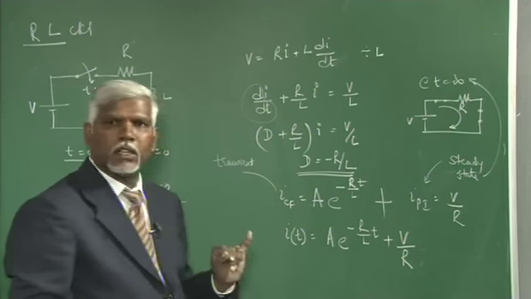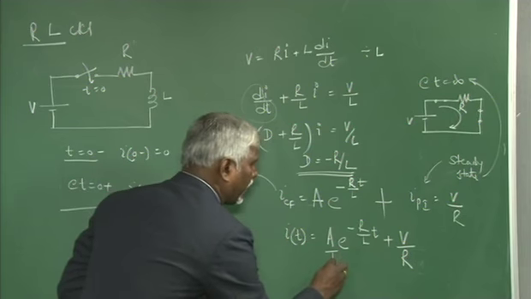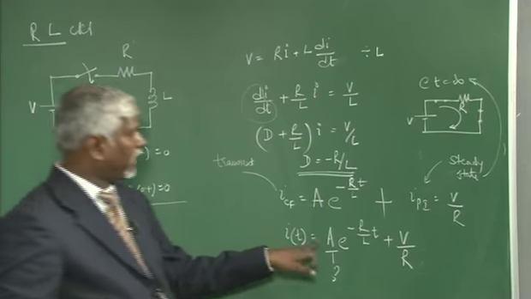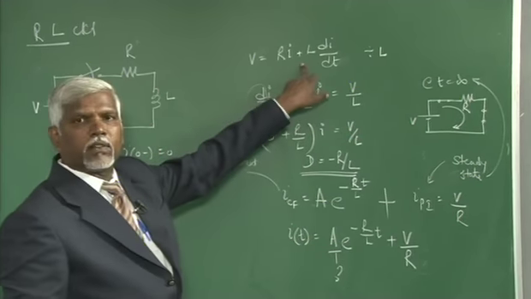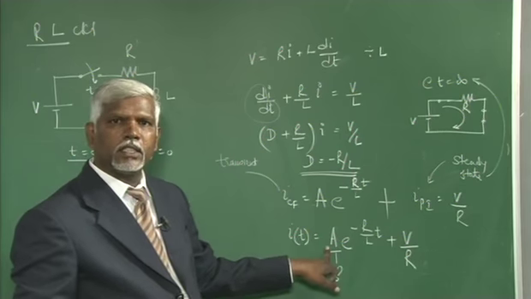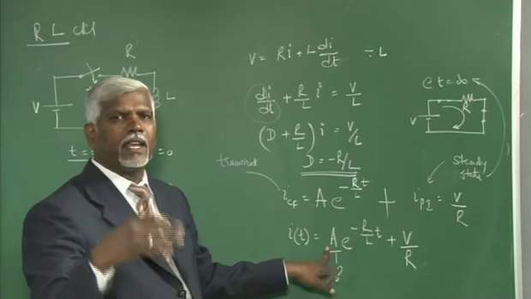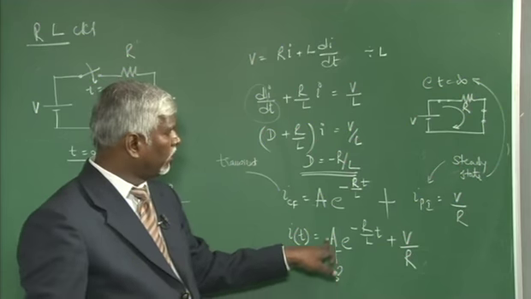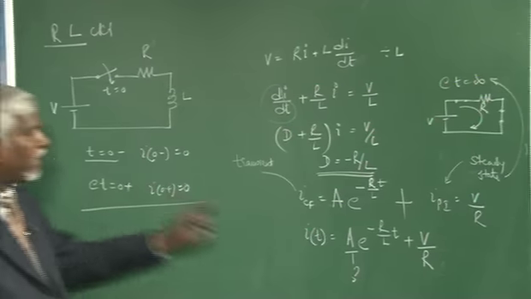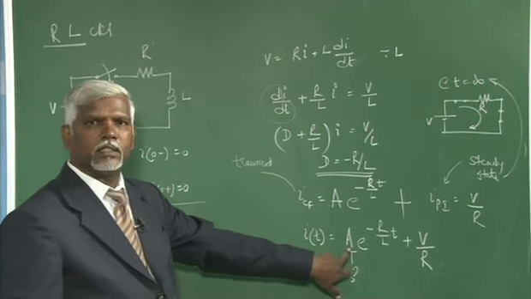Now, the question is, what is A? How do I evaluate this A? This is what I meant, an arbitrary constant. This is a first order differential equation. A first order differential equation will have only one arbitrary constant. It can be k, a, b, whatever you call. This is an arbitrary constant. Your initial conditions will help you in evaluating this arbitrary constant.